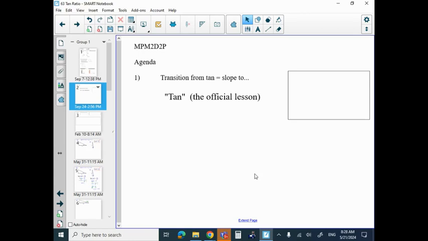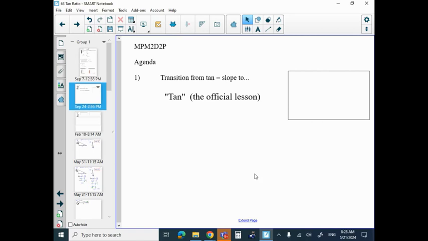So we looked yesterday at the connection between angle and slope, and we investigated and found that there's a button on the calculator. It has to do with the relationship between the angle in a right triangle and the slope. And so we found it was the tan button. And so today we're going to extend to the official tan or tangent ratio lesson.